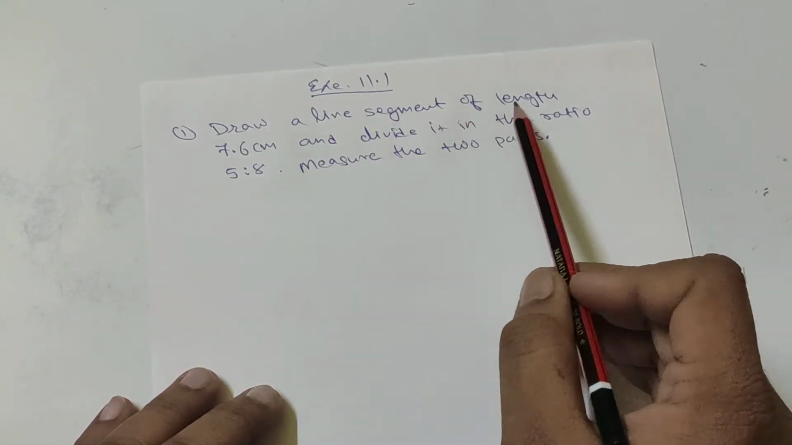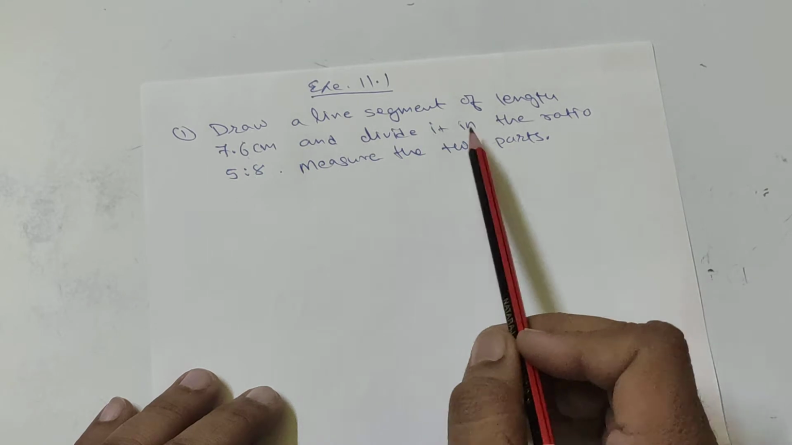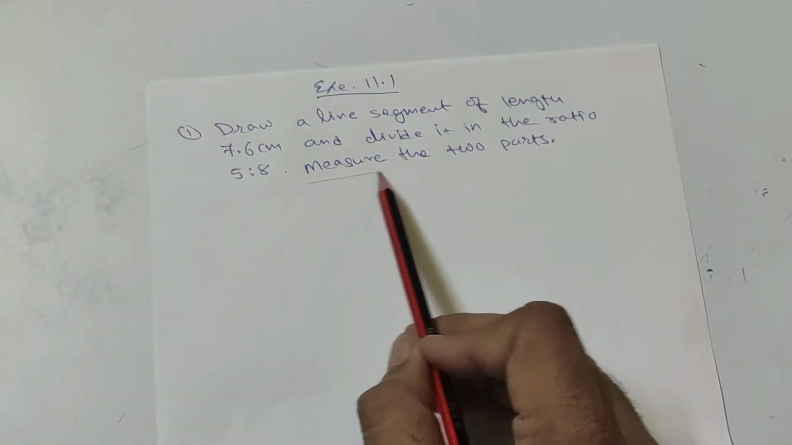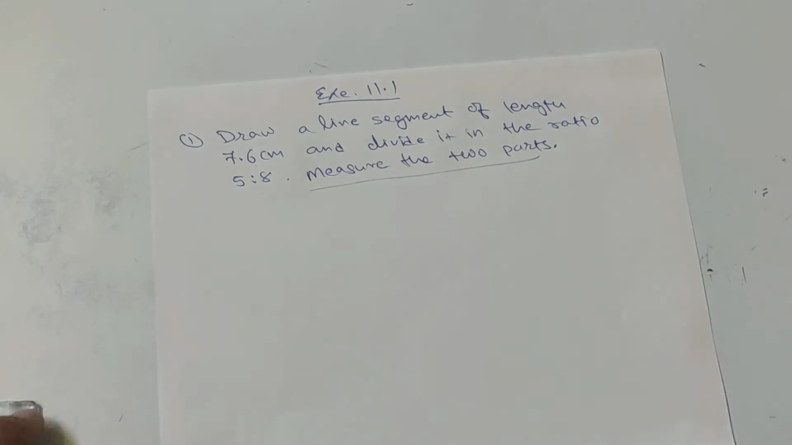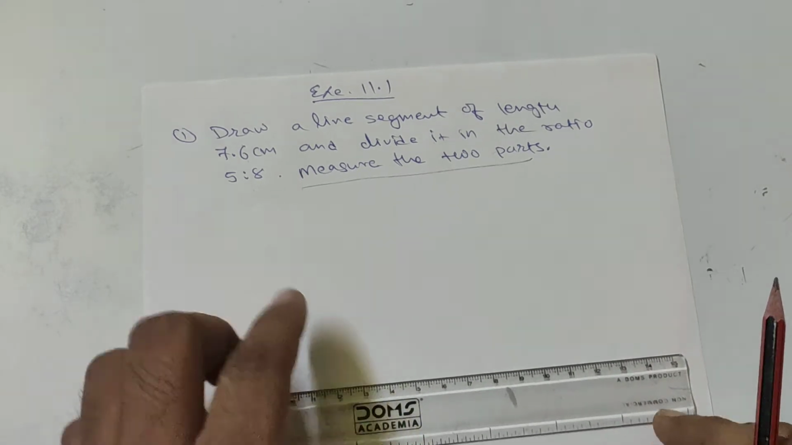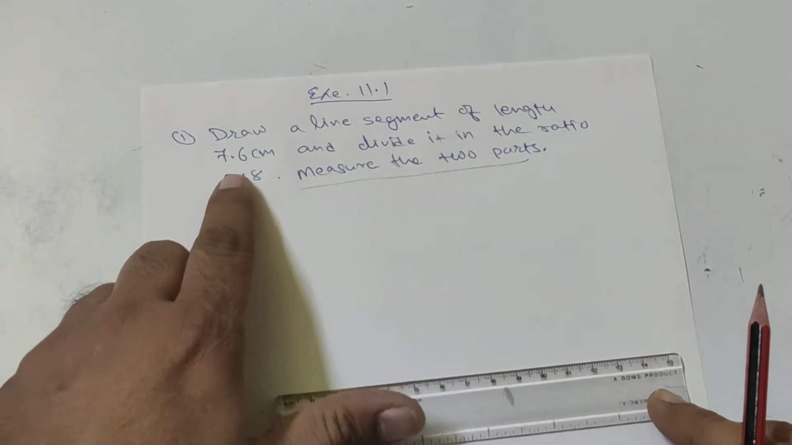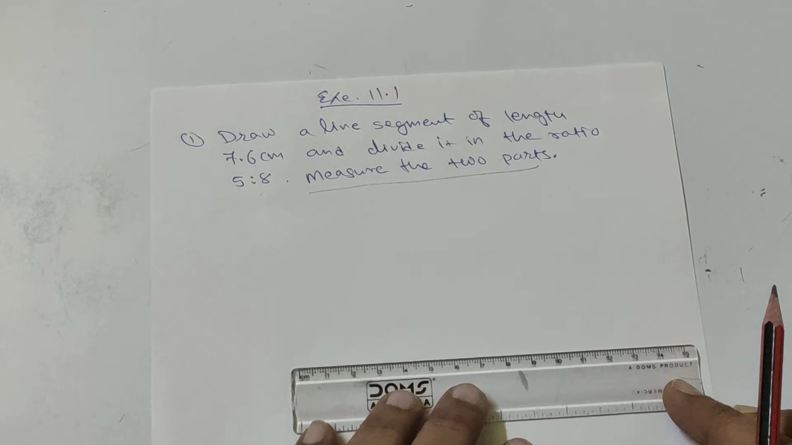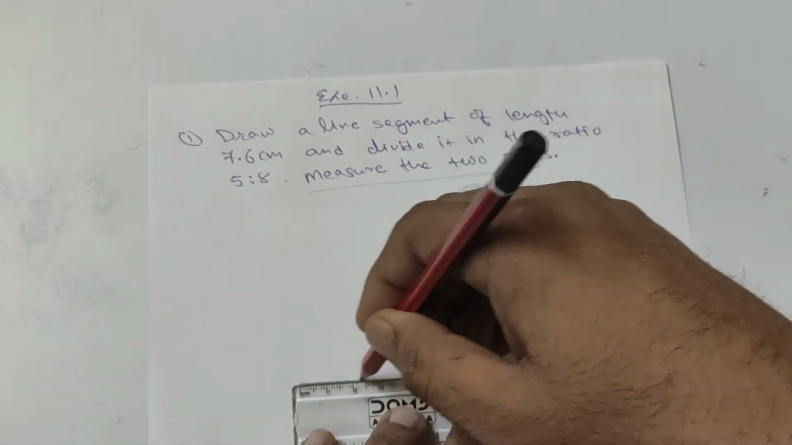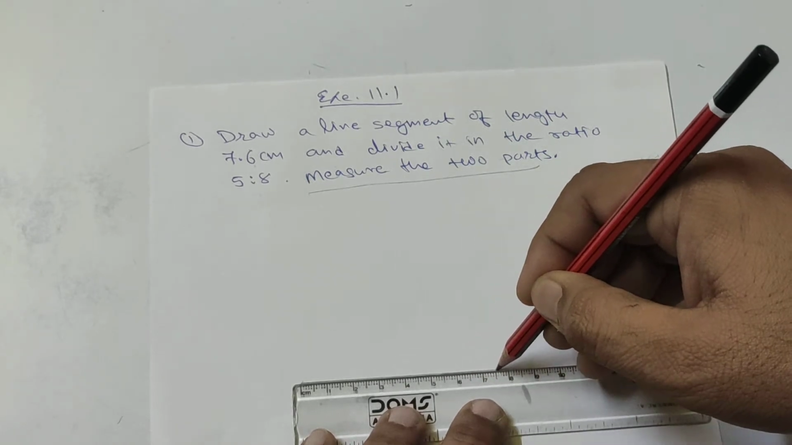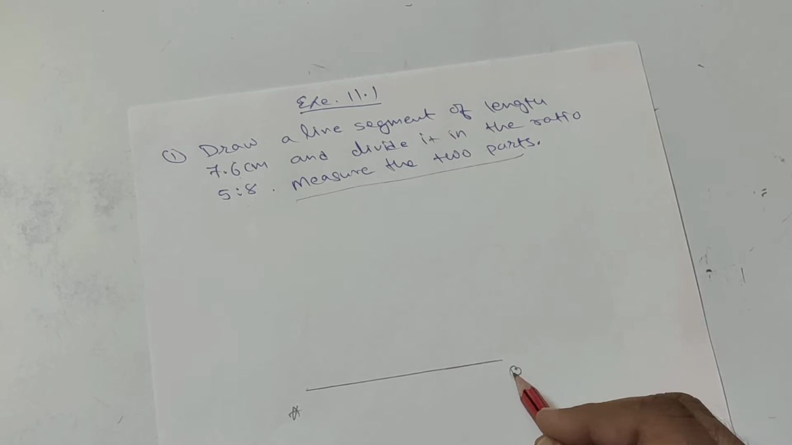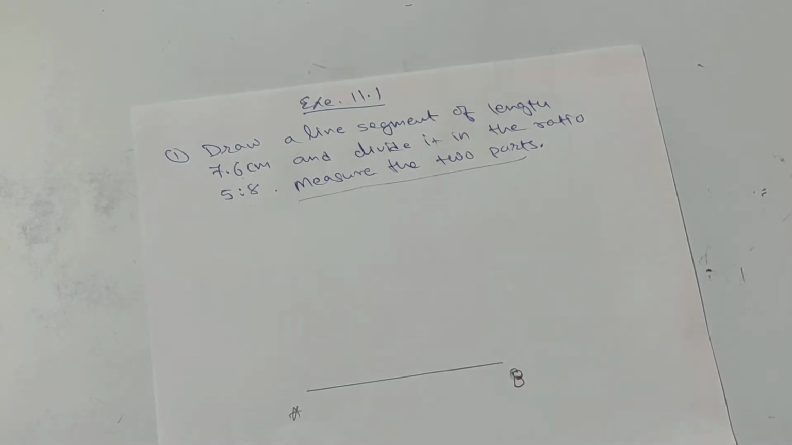Draw a line segment of length 7.6 centimeter and divide it in the ratio 5:8. Measure the two parts. So we also have to measure the two parts. So remember the question and answer accordingly. So the very first job of mine is I have to draw a line segment of 7.6 centimeter, which is given to you. It is considered that it is already given to you. So this is line segment AB of length 7.6 centimeter.